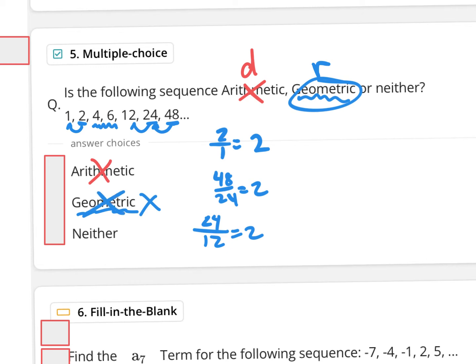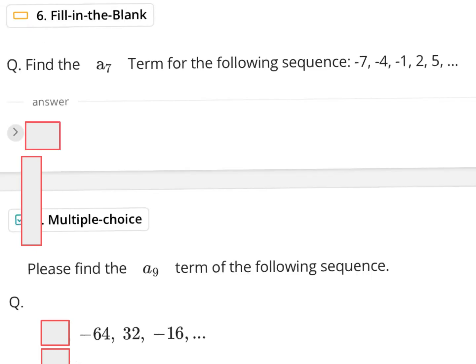It's not geometric either. So is it arithmetic? No. Is it geometric? No. It's neither. It's just a list of numbers. That's a sequence, but it's not arithmetic nor geometric. Moving on. So right here, they're asking us for the a sub 7th term.